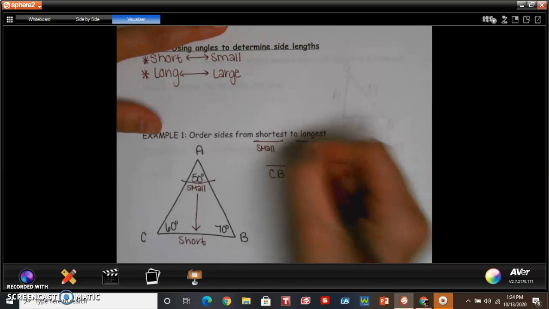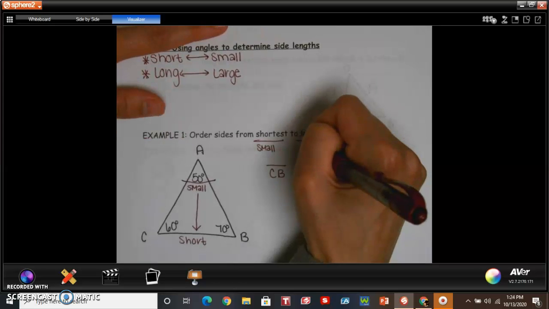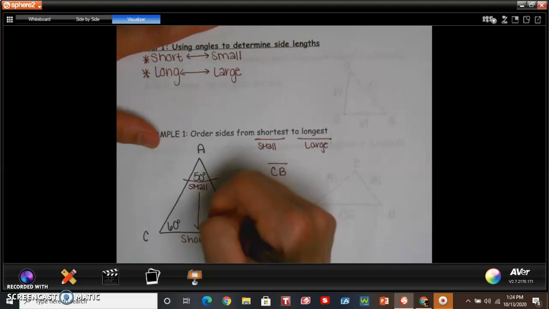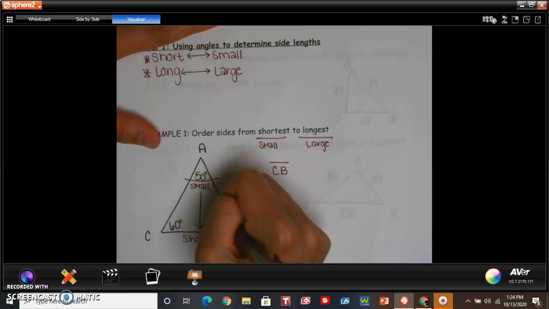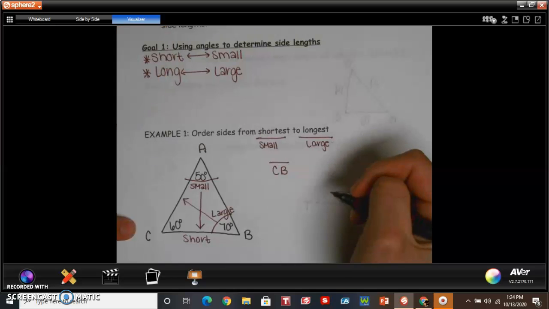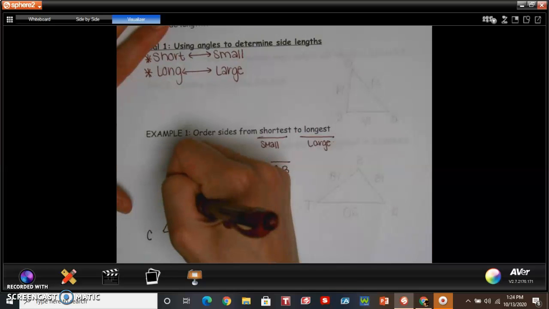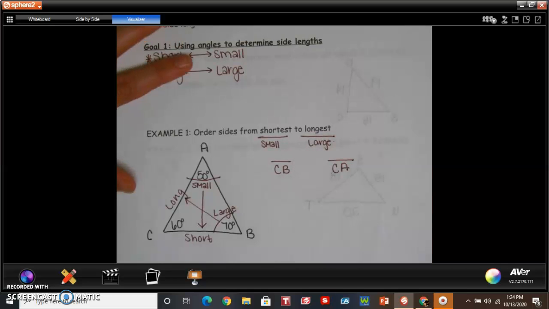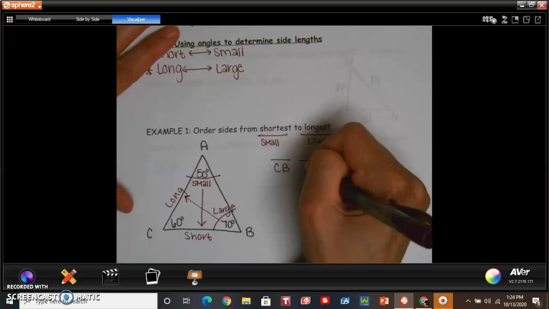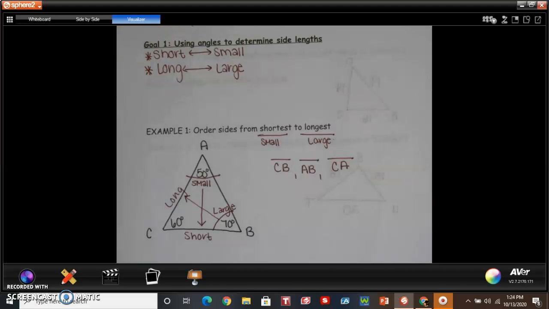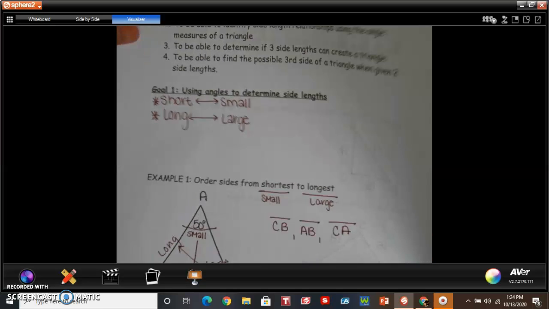Okay? To find the longest side, we need to look for the largest angle. So our largest angle is 70. Well, across from 70 is CA. This would be our longest side. So who does that leave for the middle? AB. And ta-da, you just listed them from shortest to longest. There we go. All right, let's keep going.